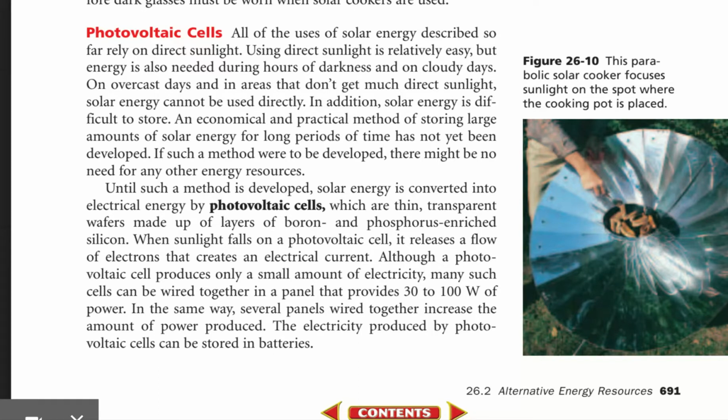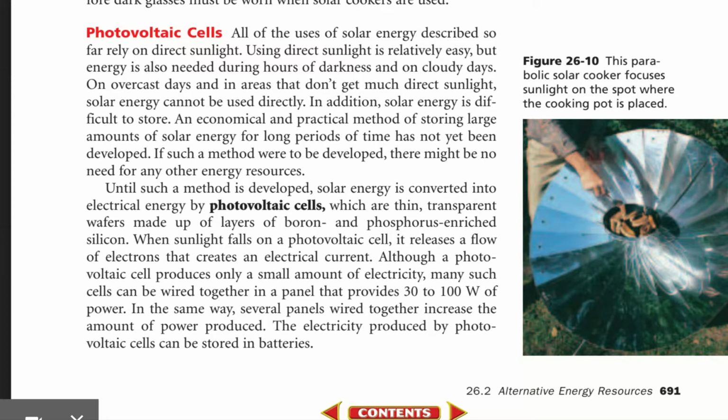Until such a method is developed, solar energy is converted into electrical energy by photovoltaic cells, which are thin, transparent wafers made up of layers of boron and phosphorus-enriched silicon. When sunlight falls on a photovoltaic cell, it releases a flow of electrons that creates an electrical current. Although a photovoltaic cell produces only a small amount of electricity, many such cells can be wired together in a panel that provides 30 to 100 watts of power.